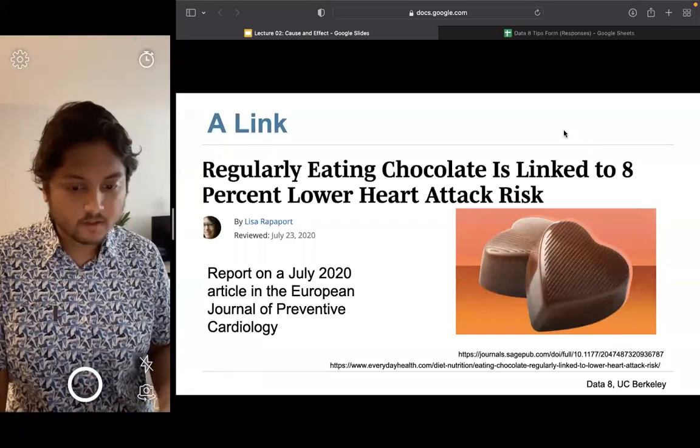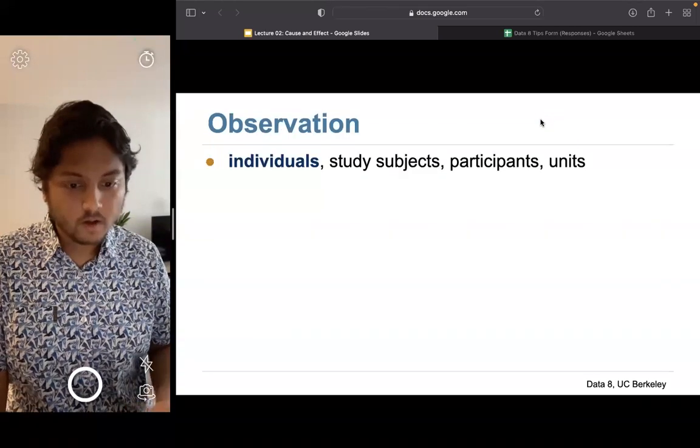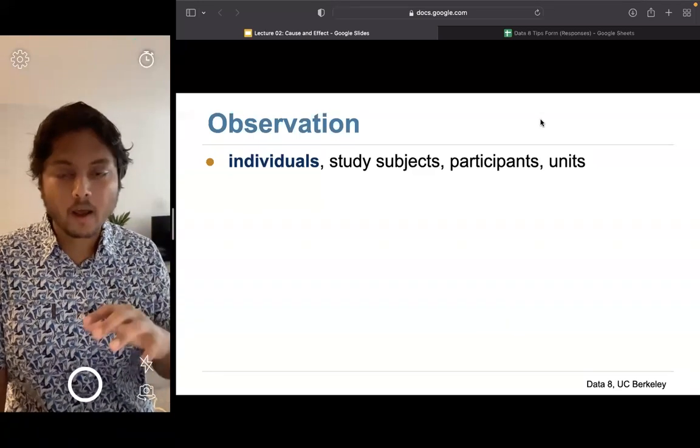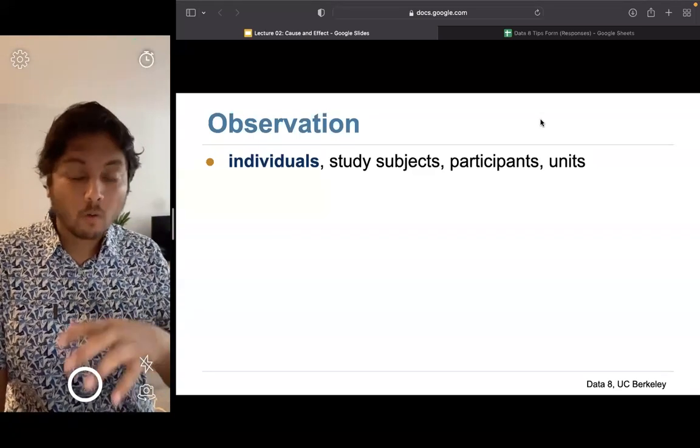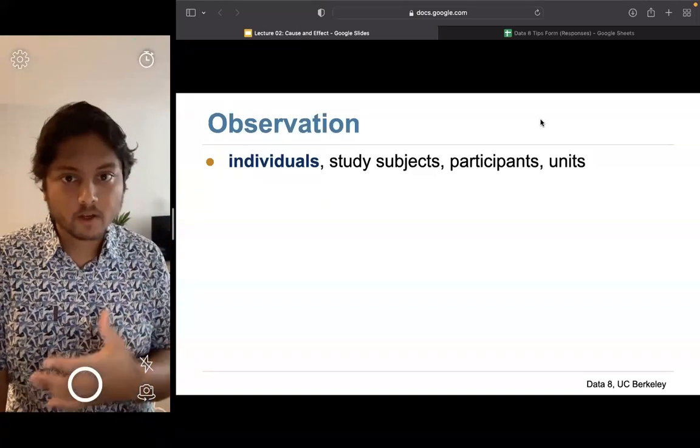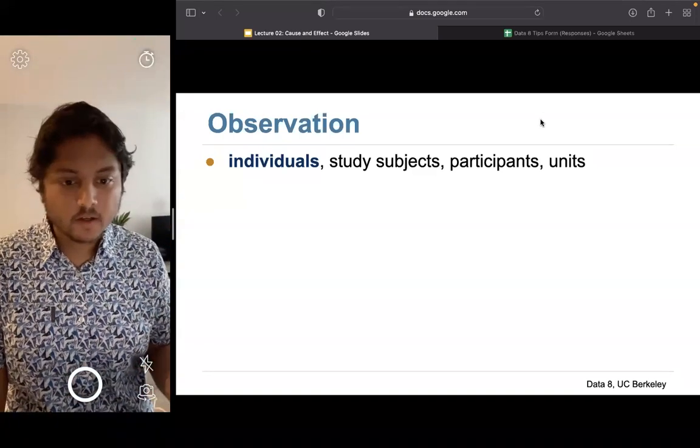So typically in this class, we're going to be talking about observational data for the most part. And so that basically means that you're observing something that's already happened. So you're not having a direct influence on what could happen. You're just observing data as it already is. So that's typically what we mean when we say observation or like an observational study.